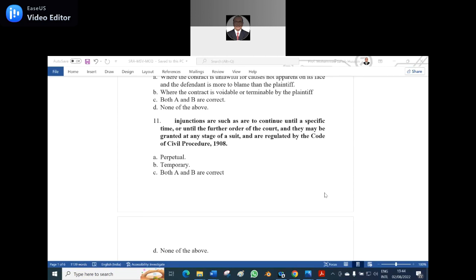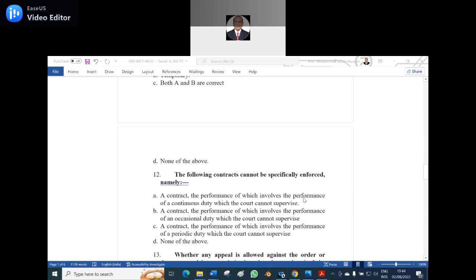12th question. What is the right answer for the 11th question? Option B, temporary injunction. Option B, temporary. Okay. Yes, sir.